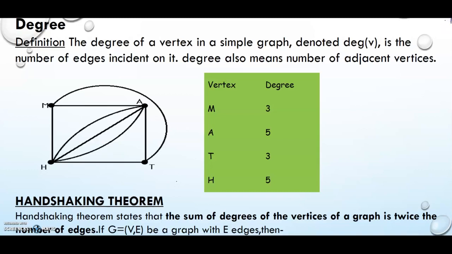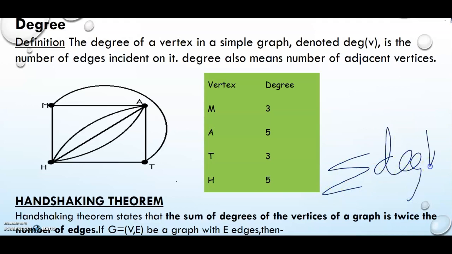See, what about the handshaking theorem? We are now going for a theorem or a lemma here. It states that the sum of the degrees of the vertices of a graph is twice the number of edges. If G equals (V, E) is a graph with E edges, then the summation of the degrees of V is equal to 2 times E. This is what we are going to prove now.